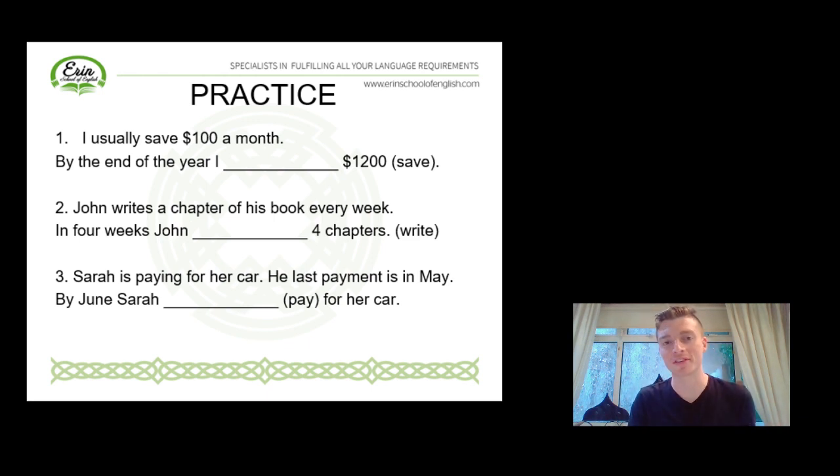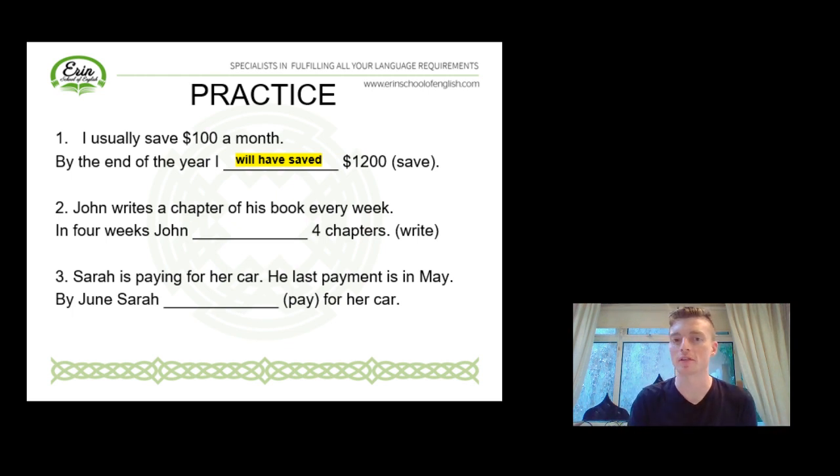I usually save $100 a month. So this means by the end of the year, I will plus have. So I will have. This time our verb is save. So the past participle of save, save, saved, saved. It's a regular verb. So all we need to do is just add a D. So by the end of the year, I will have saved $1,200. Excellent.